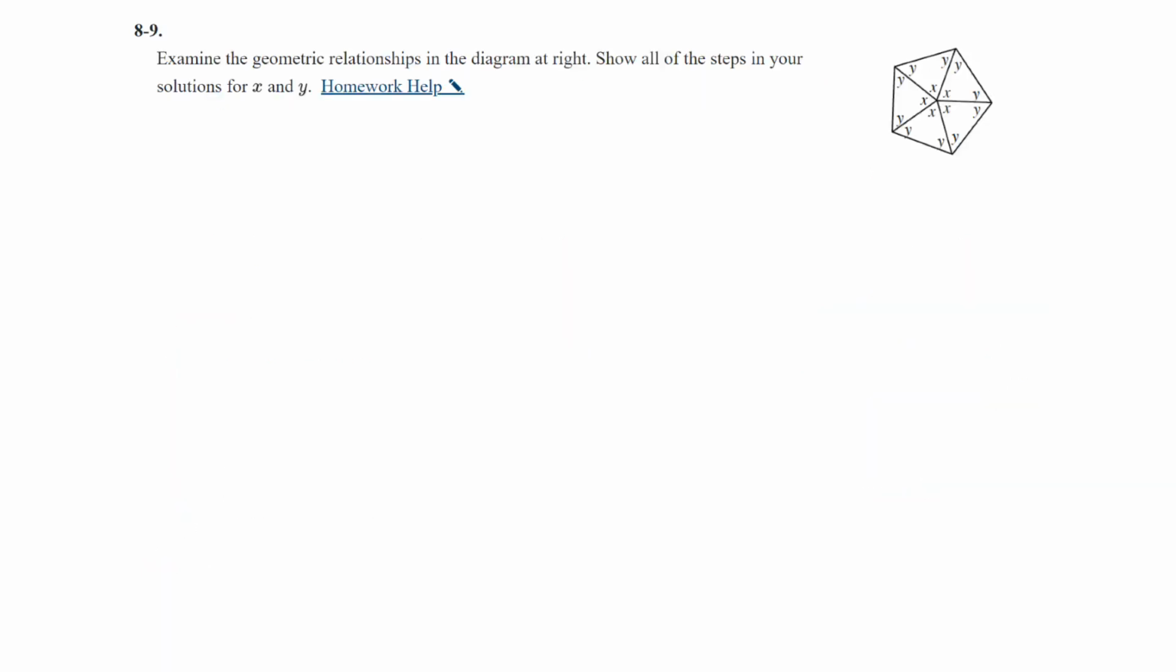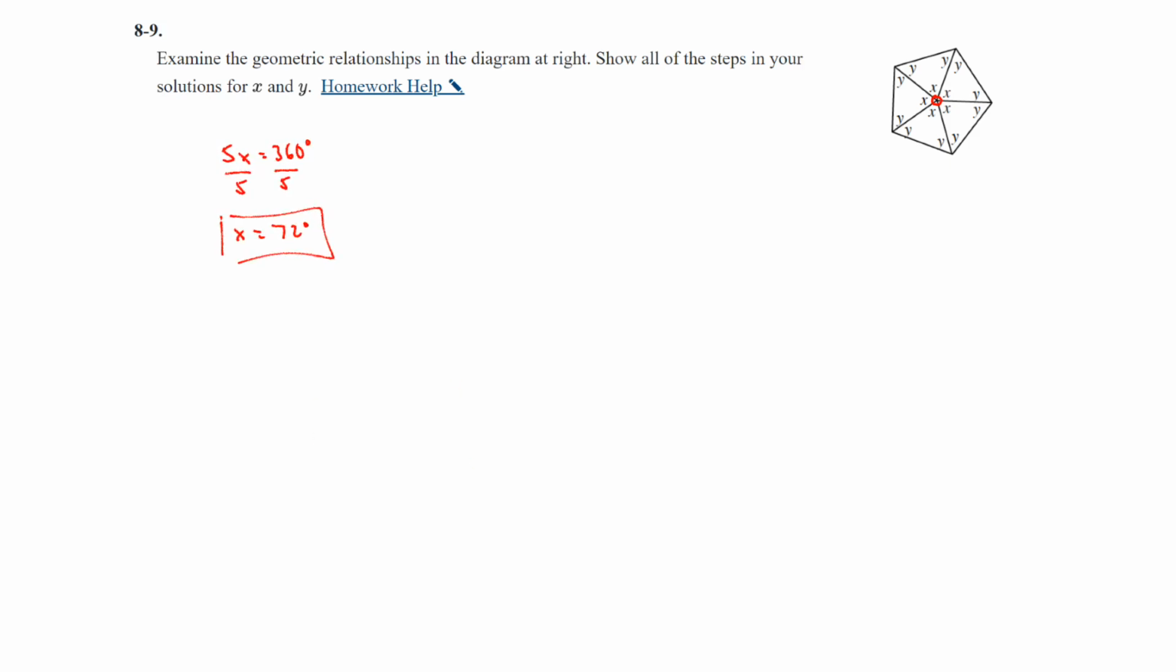Question 9, examine the geometric relationship in the diagram at the right. Show all steps in your solutions for x and y. So one of the things that was discovered hopefully today during your core lesson is that the circle creates an angle of 360 degrees, which is stuff that we've talked about before. But since all of these triangles have the same value, we know that there are, what, 5 of them? So we know that x plus x plus x plus x plus x, or 5x, has to equal the angle in terms of a circle. A full rotation is 360 degrees. So then we can divide by 5 and get an x value of 72 degrees.